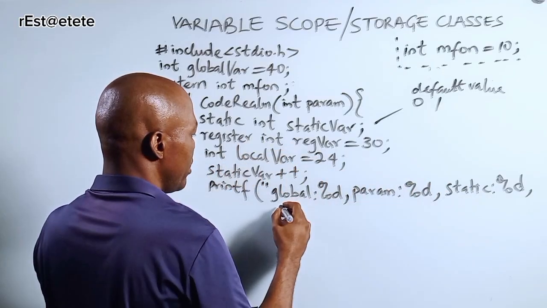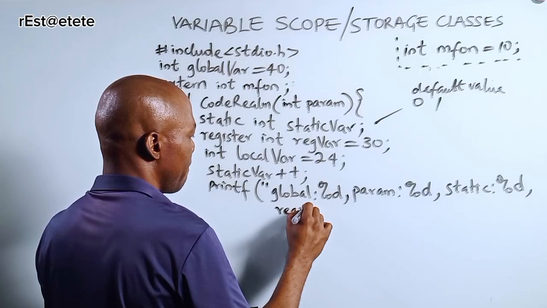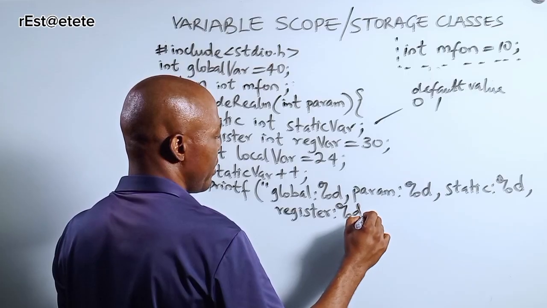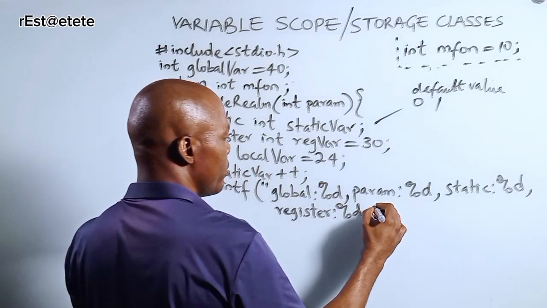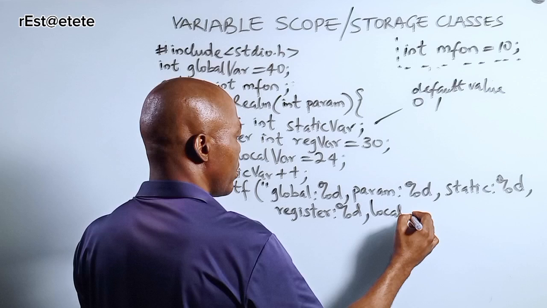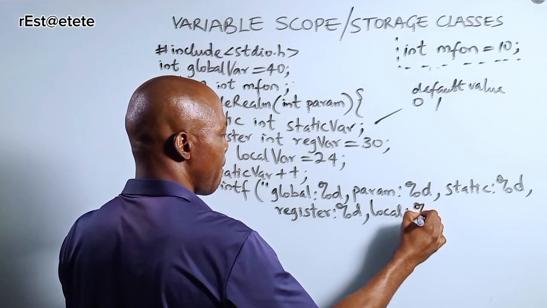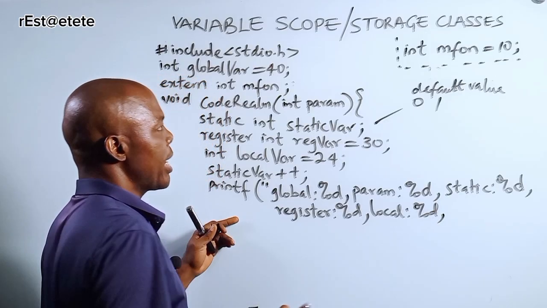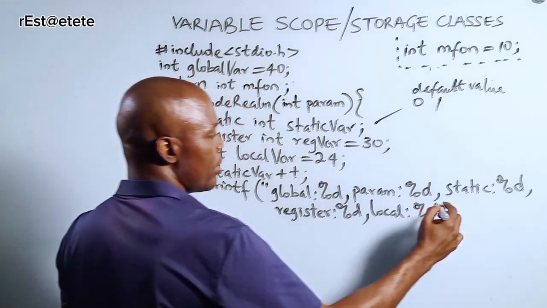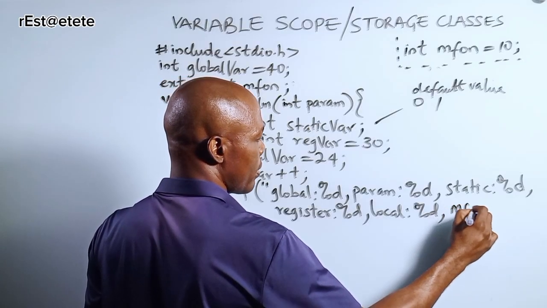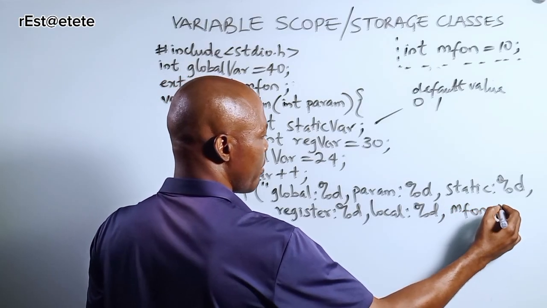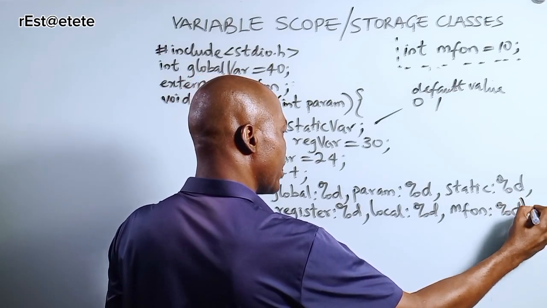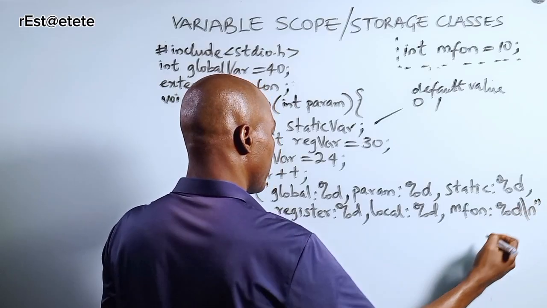Then what's the next one? Register. The register variable, format specifier, comma, then local variable, local, format specifier, comma. Then I also want to print out this extern. So from, right, format specifier, d. Then I will do slash n. I will close my curly bracket.